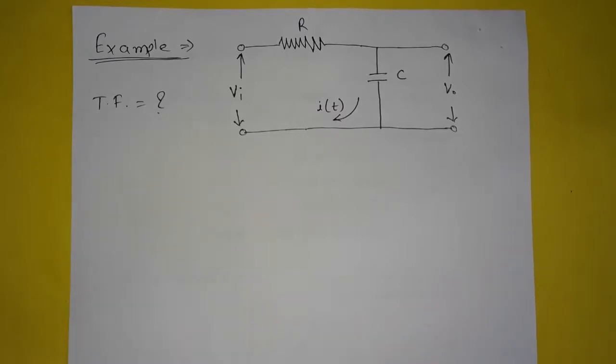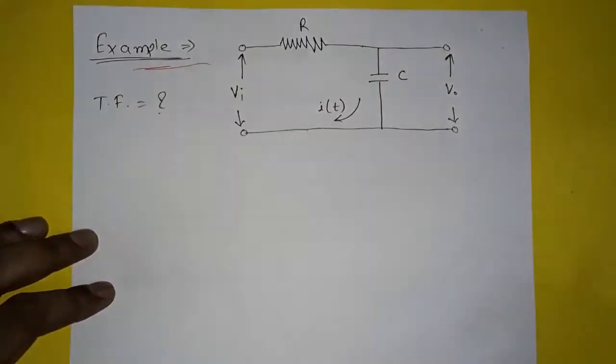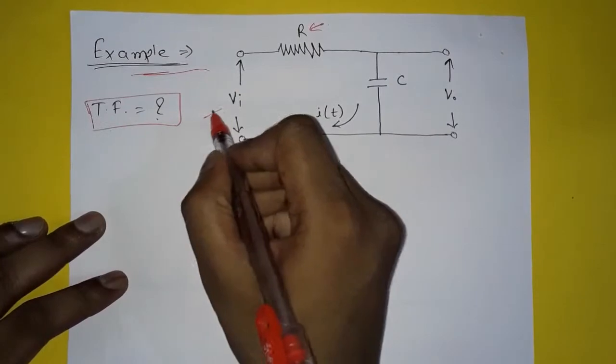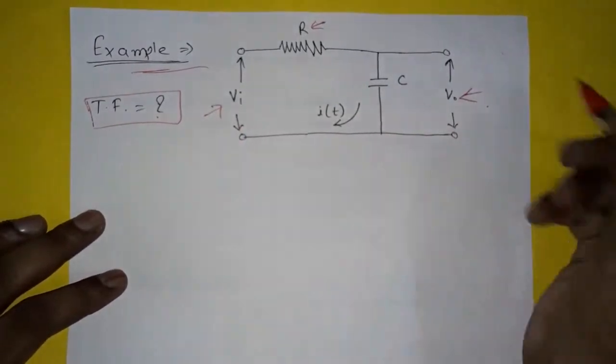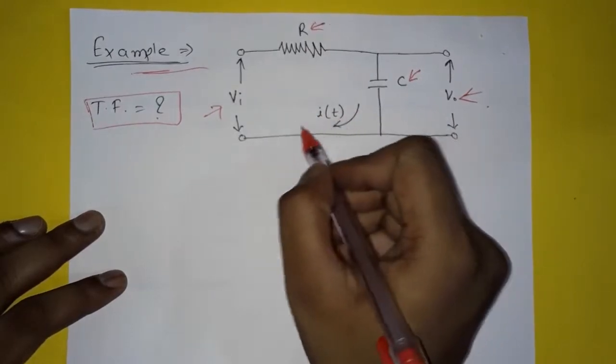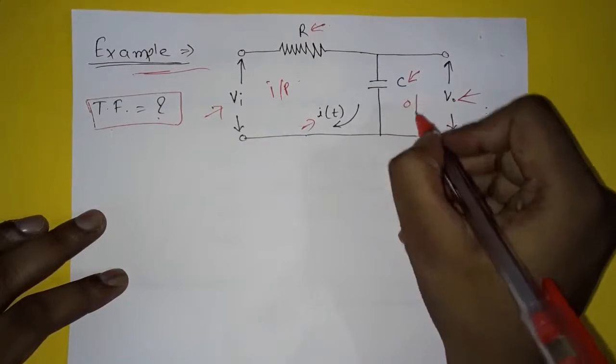Now let's see an example to understand the procedure to find out the transfer function. This is an example. We have to find a transfer function. Here this is the resistor, this is the input voltage, this is the output voltage, this is the capacitor and this is the input current. This is the input side and this is the output side.